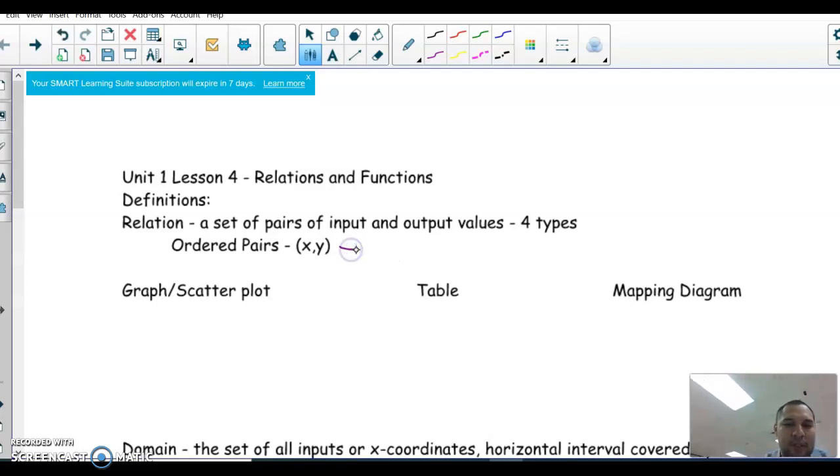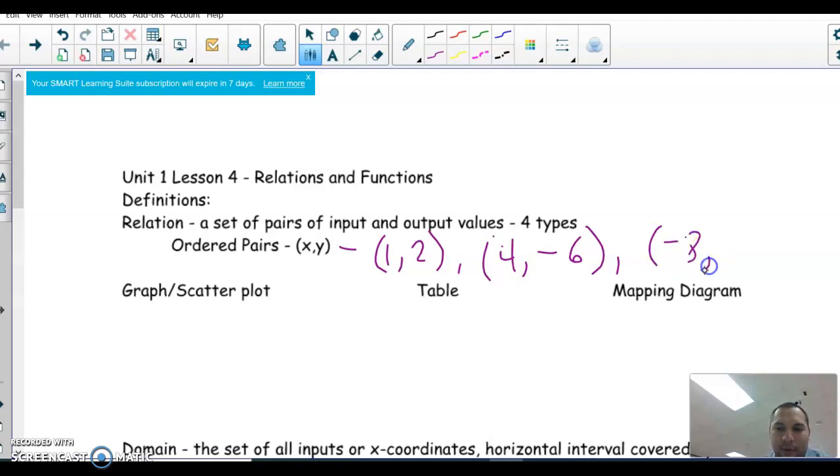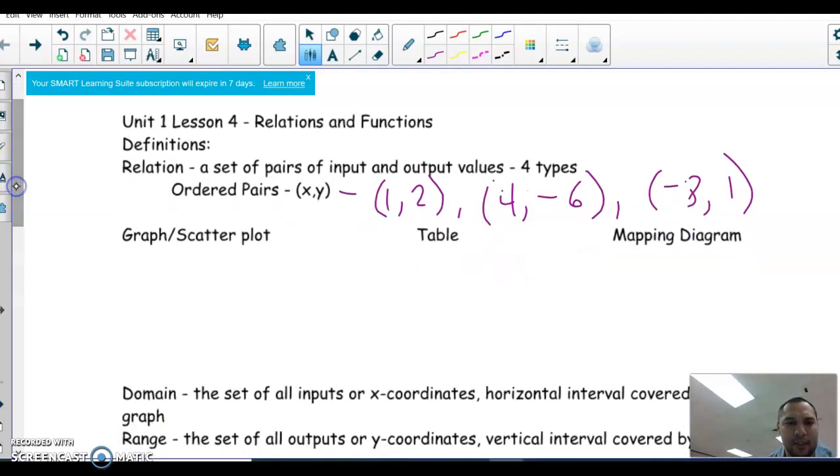Ordered pairs, for example, 1 pairs up with 2, and anything can pair up with anything. 4 pairs up with -6. Let's go -8 pairing up with 1. So that's a set of ordered pairs. You can plot that if you wish, representing that with a scatter plot.